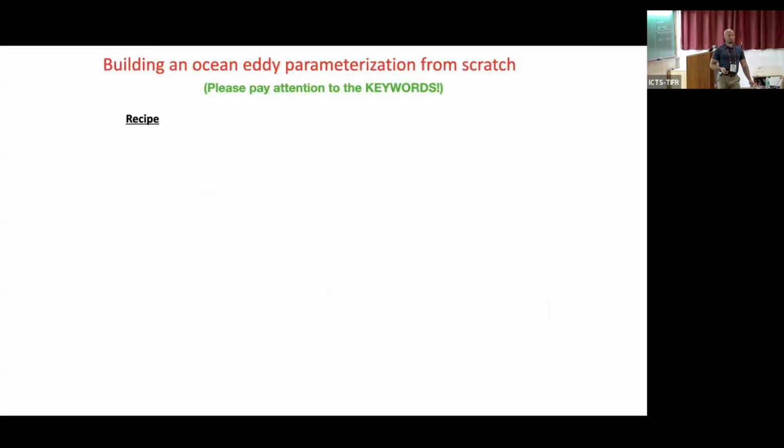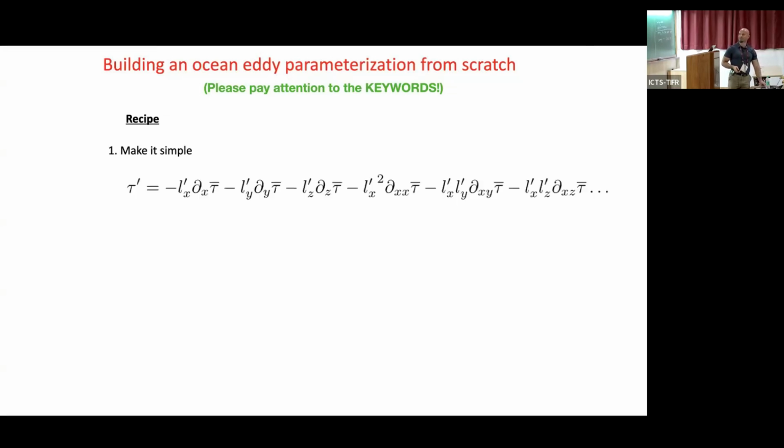Okay, so let's talk about the recipe. And so I'm going to ask you, please pay attention to the green keywords that are going to occasionally pop up, because they're going to motivate what I talk about in the second part. Okay, recipe number one is make it simple. And this is really important because there's a million ways to make it not simple, and those don't help. And I'm guilty of writing at least one parameterization that is really not simple and no one uses it.